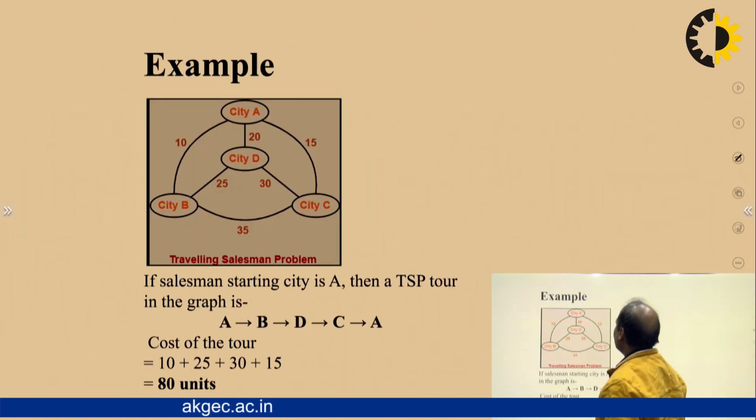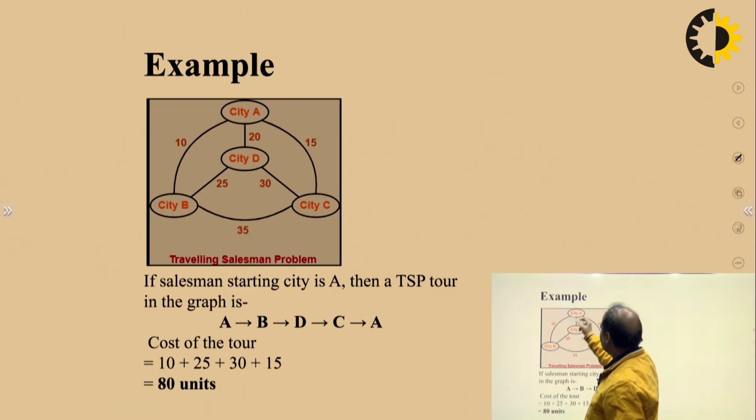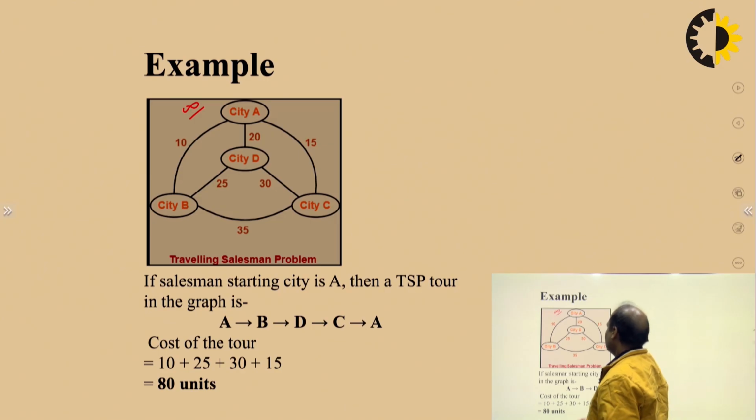Okay, so for example, let's understand this. Suppose we have cities A, B, C, D. We have 4 cities over here, and the distance between each city is also mentioned. If a city is not directly connected to another, then we can assume that the distance between them is infinity. It is possible that one city may not be directly connected to another city.